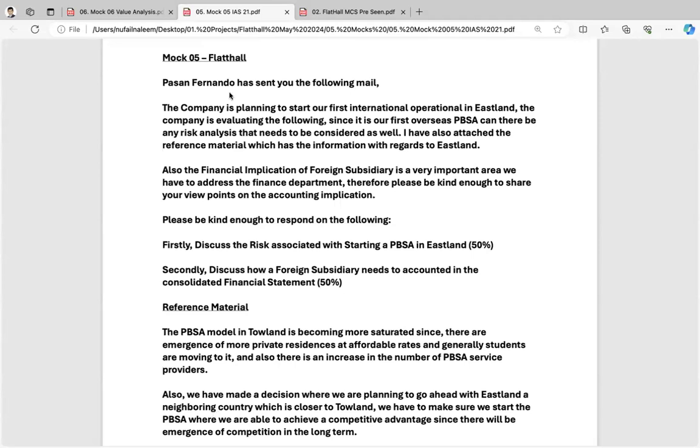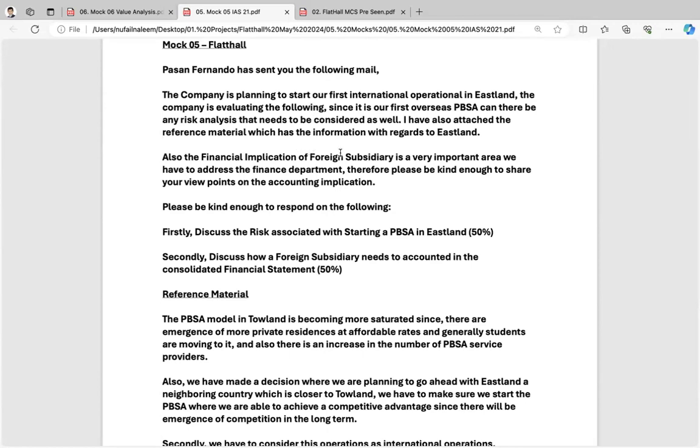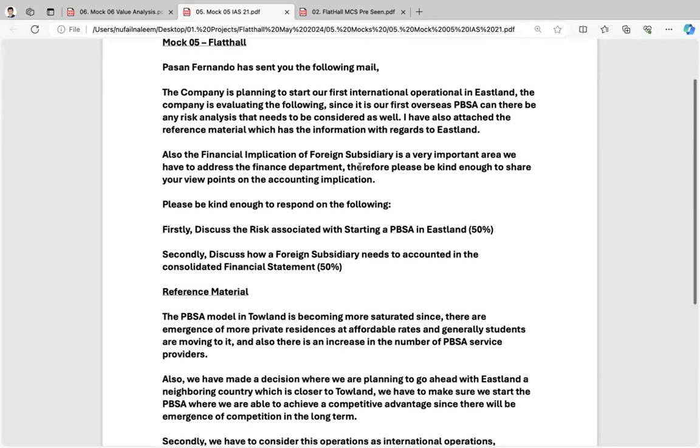Now, if you observe this question, Pasan Fernando has sent you the following mail. The company is planning to start our first international operations in Eastland. The company is evaluating the following. Since it's our first overseas PBSA, can there be a risk analysis that needs to be considered as well? I have also attached the reference material, which has the information with regards to Eastland. Also, the financial implication of a foreign subsidiary is a very important area we have to address with the finance department. Therefore, please share your viewpoints on the accounting implication.